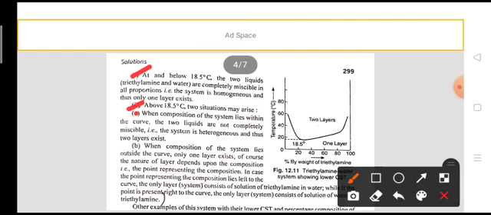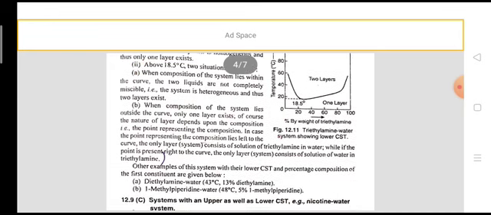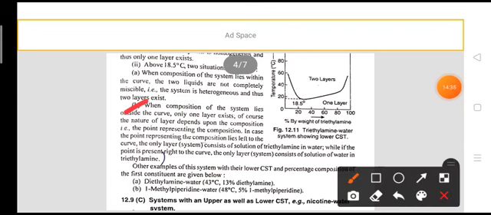Above this critical solution temperature, that is 18.5 degrees centigrade, we find two situations. One is in between the curve. Within the curve, two layers are formed, not completely miscible. That means the system becomes heterogeneous. When the composition of the system lies outside the curve, only one layer exists. Of course, the nature of the layer depends upon the composition, that is the point representing the composition.